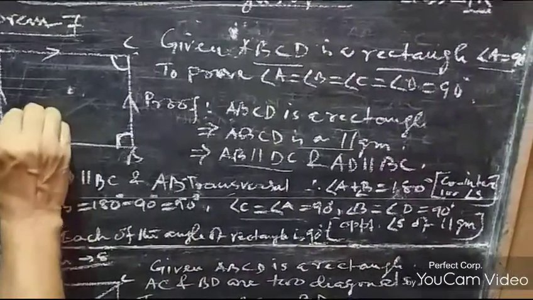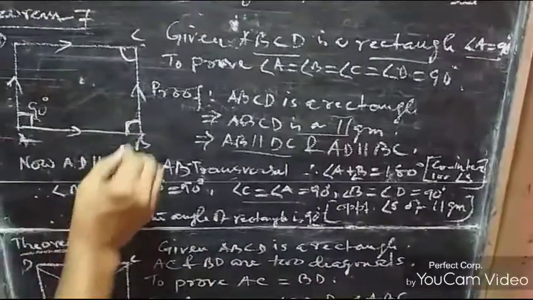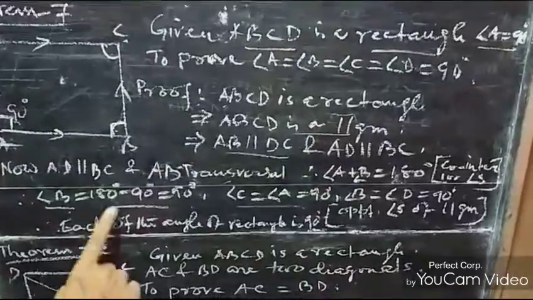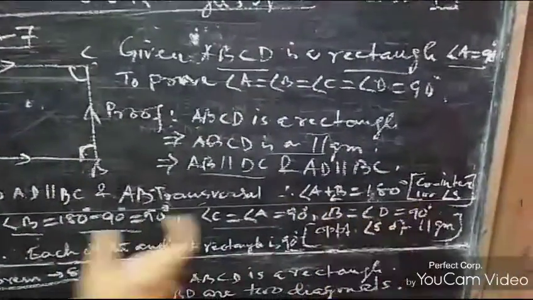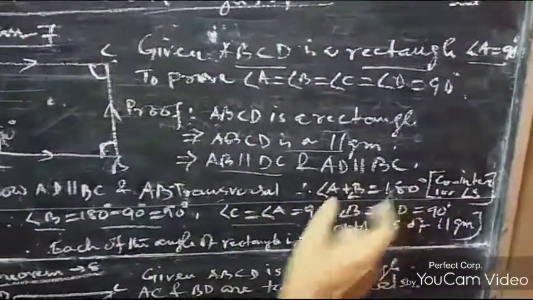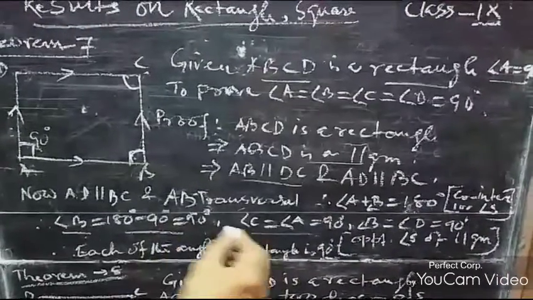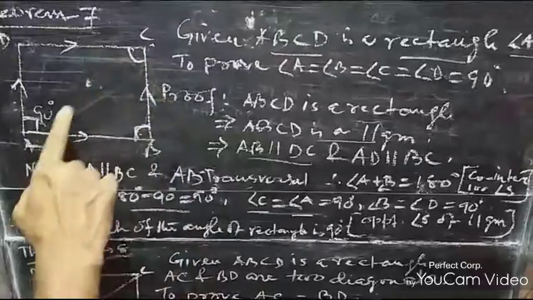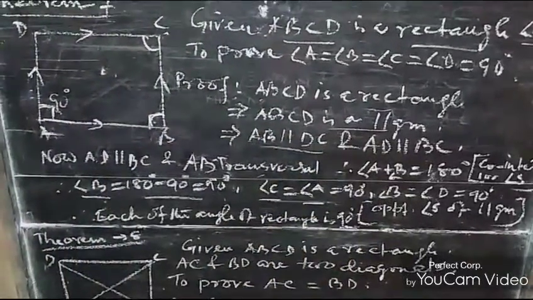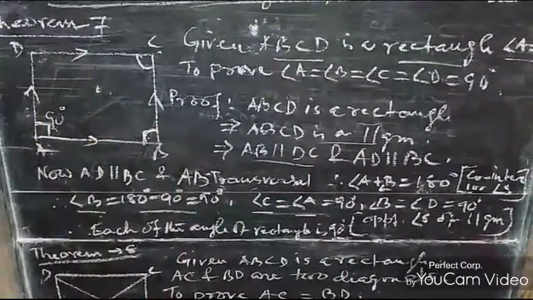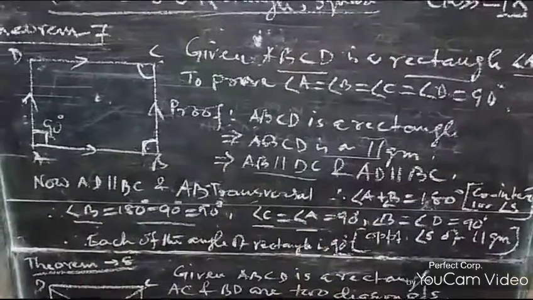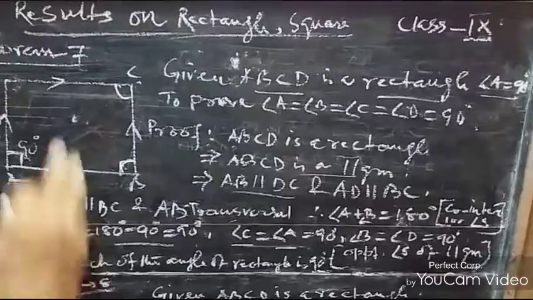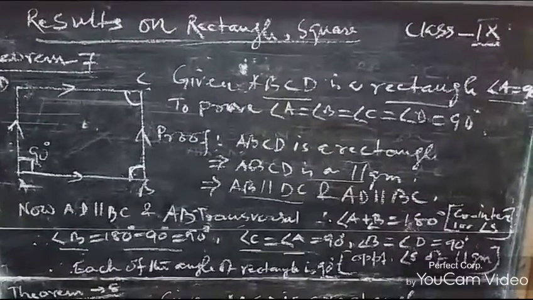Now angle A is given as 90 degrees, so definitely angle B will be 180 minus 90, which is 90 degrees, because the sum of co-interior angles is 180 degrees. Angle C equals angle A, since opposite angles of a parallelogram are equal, and angle B equals angle D. So all angles are equal to 90 degrees. This is the proof of theorem number 7.